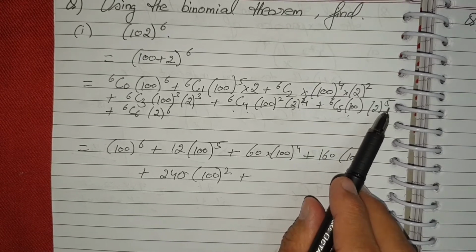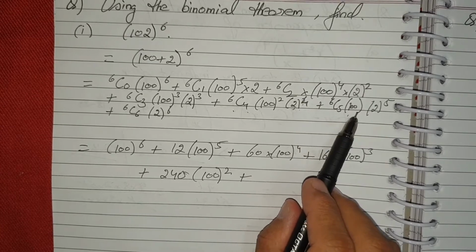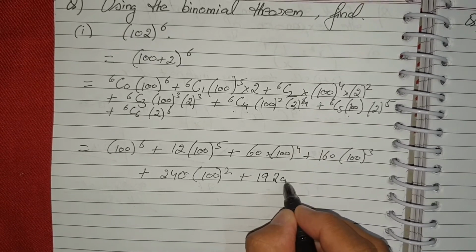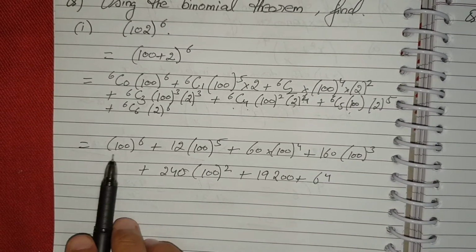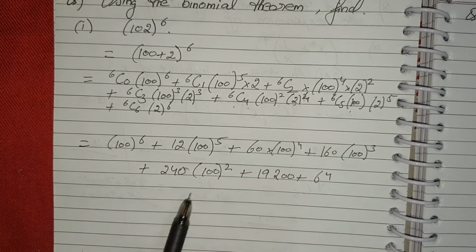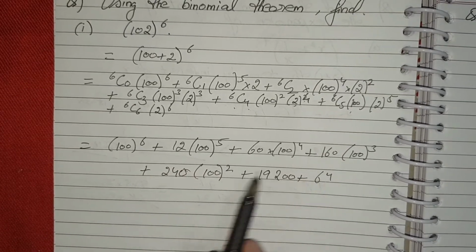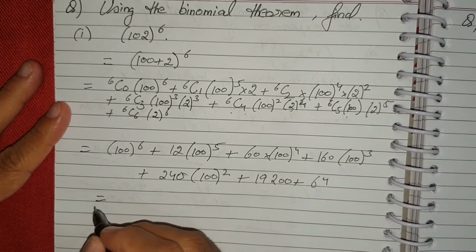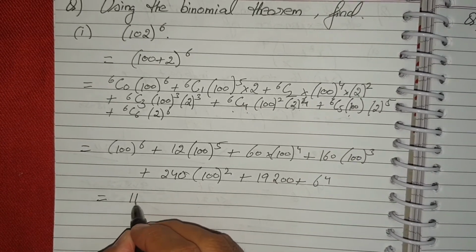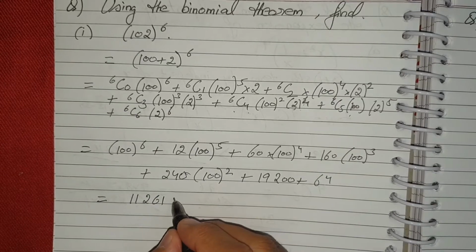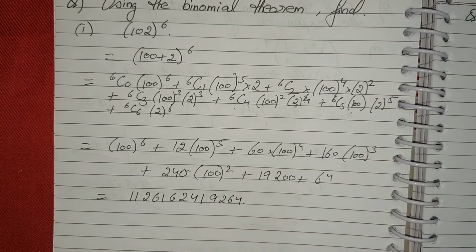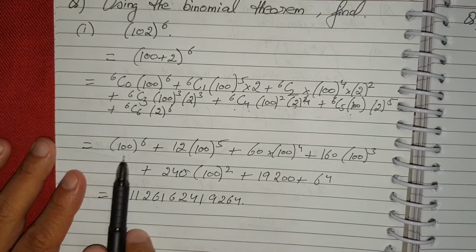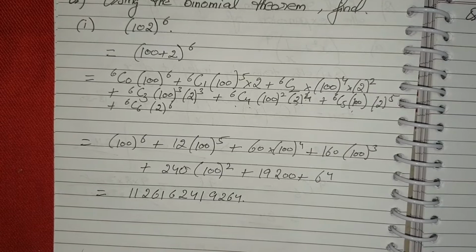plus this is 2 to the power 5, 32, 32 into 6 and then into 100, so this is 19200, plus 2 to the power 6 is 64. Now, 100 to the power 6, you can just write in expanded form, 100 to the power 4 and so on, and add all of them. Your answer, though quite large, will be 1126162419264. So, this rest part you can do yourself because it is 100 to the power 6, this becomes actually very easy. Okay.